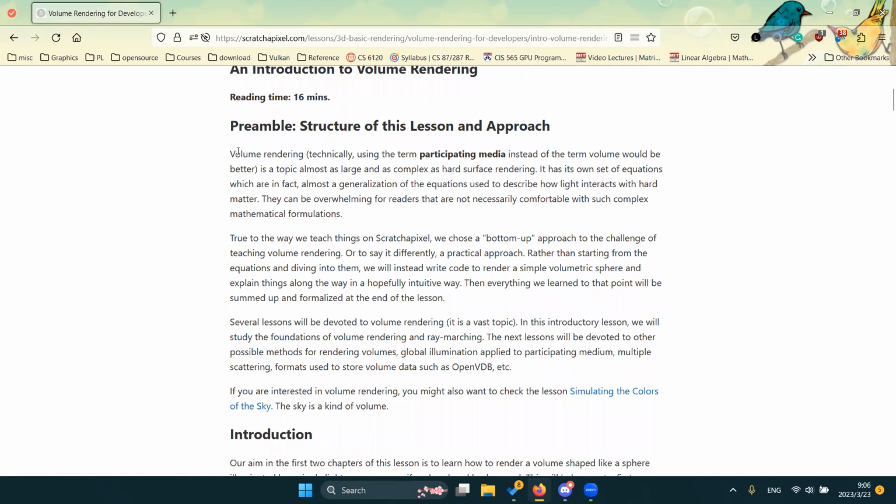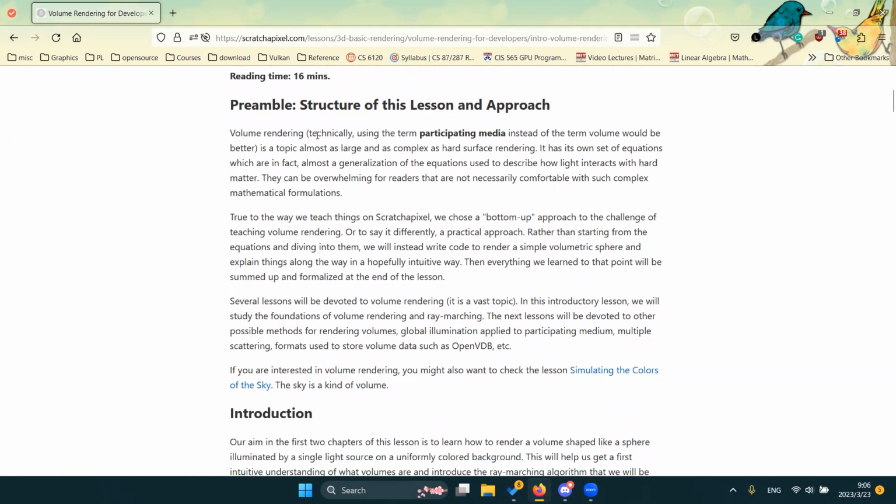So they start to talk about volume rendering, which technically the term participating media is better than volume. It has its own set of equations, which are a generalization of the equations used to describe how light interacts with hard matters. So we have BRDF for hard matters, but for volume, it's a lot more complex, I assume.